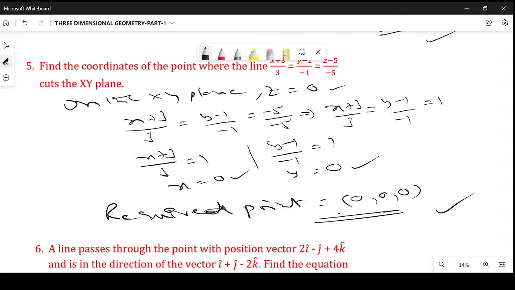You can see this is the thing I explained here. I hope you understood this. If you have doubt, you can ask me now.